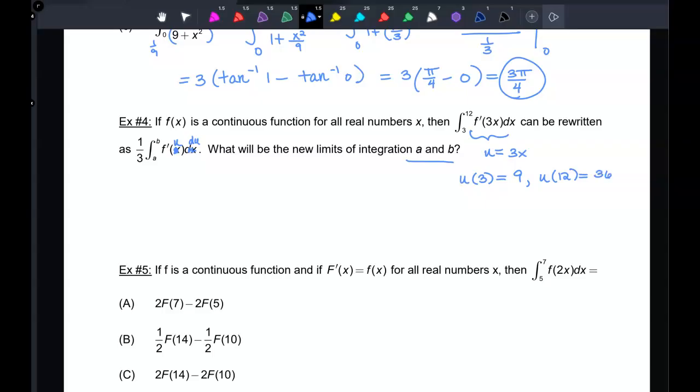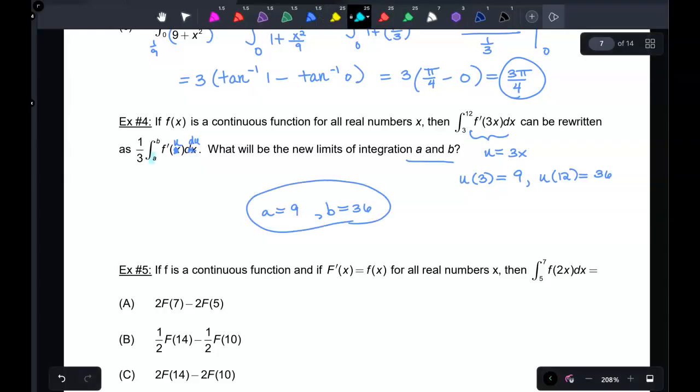How do we get rid of that? Oh, because it's the limits. I'm sorry, yeah, I'm just finding the new limits. So all you need to do here is figure out u is 3x and then just plug them in to find the new limits of integration.